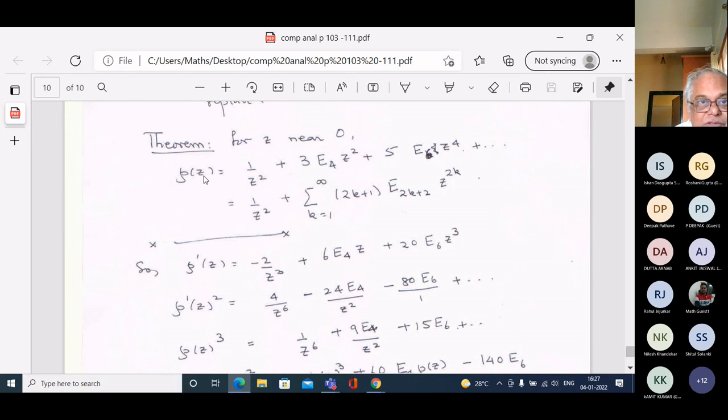How is this related to P_k of z? And what is the expansion near 0 of E_k of z?